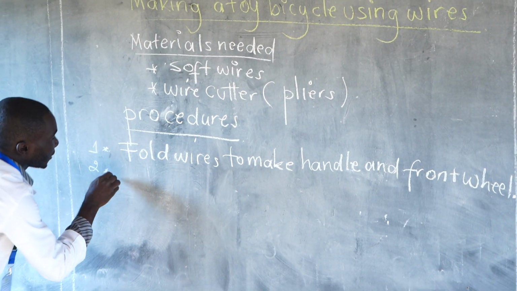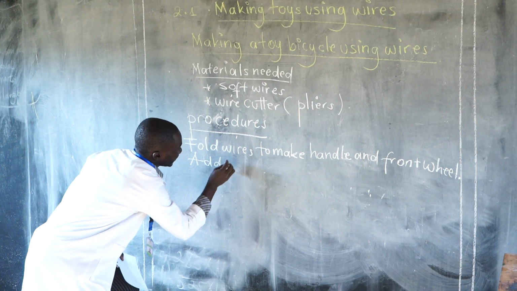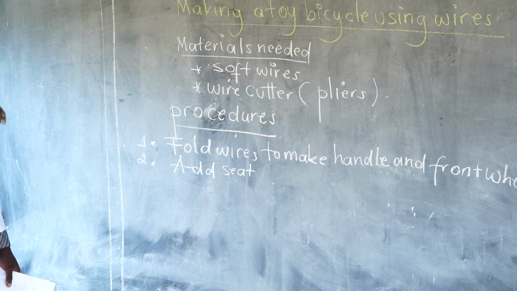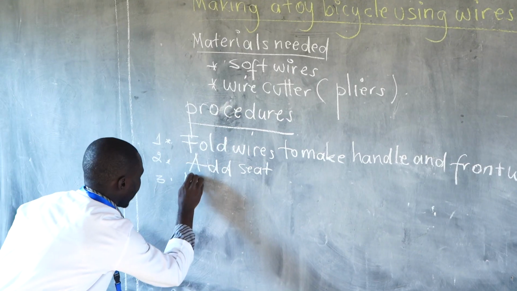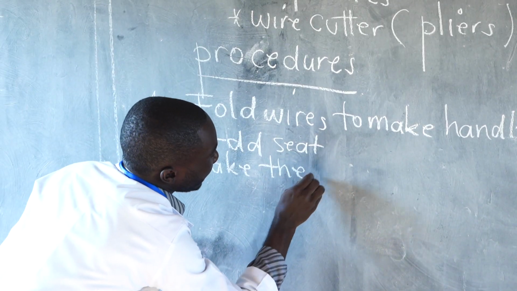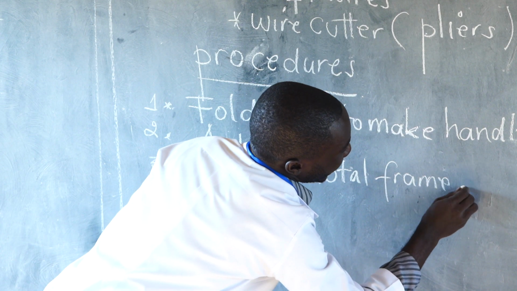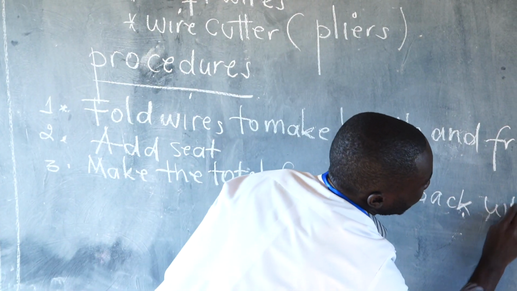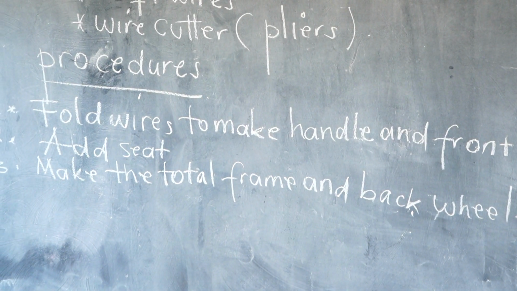Then number two, we have seen what? We have to add the seat. You can see that on number two, we added a seat to our toy bicycle. Number three is to make the total frame and the back wheel. You can see that we have added our frame and the back wheel.